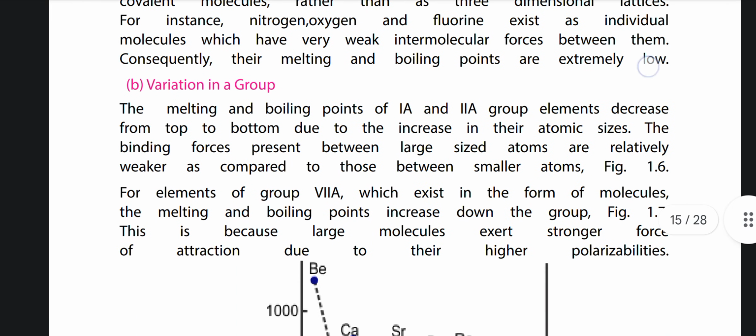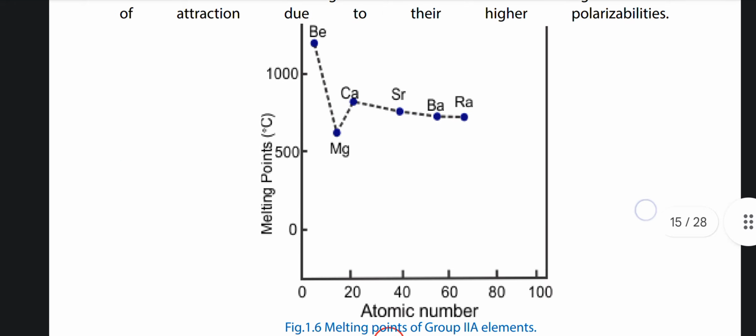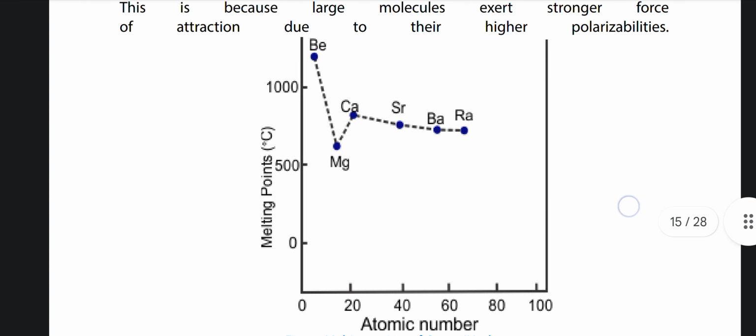B. Variation in a group. The melting and boiling points of 1A and 2A group elements decrease from top to bottom due to the increase in their atomic sizes. The binding forces present between large atoms are relatively weaker as compared to those between smaller atoms, figure 1.6. For elements of group 7A, which exist in the form of molecules, the melting and boiling points increase down the group, shown in figure 1.7. This is because large molecules exert strong forces of attraction due to their higher polarizabilities. Melting points of group 2A elements are shown here.